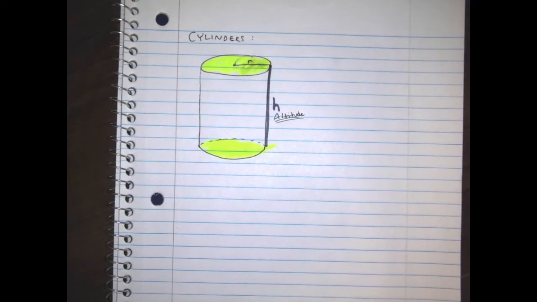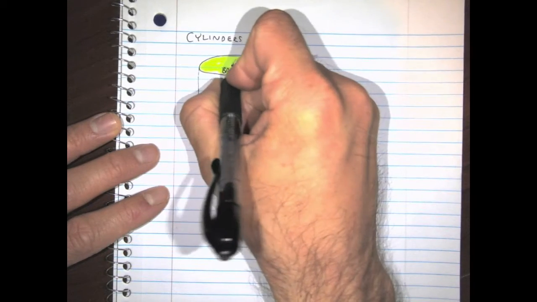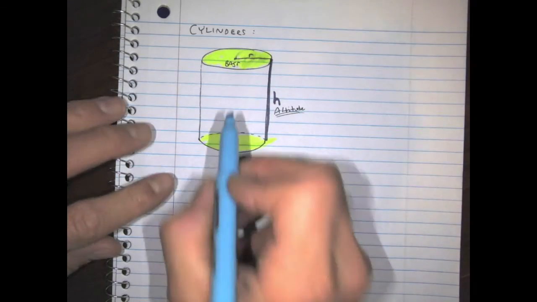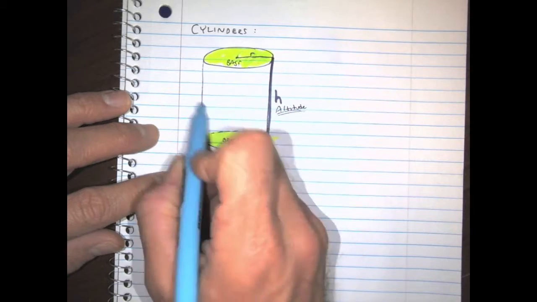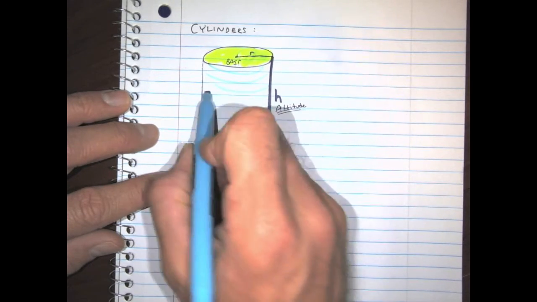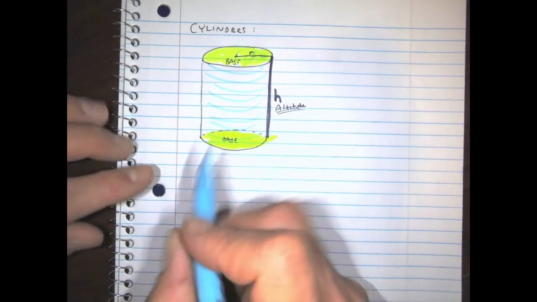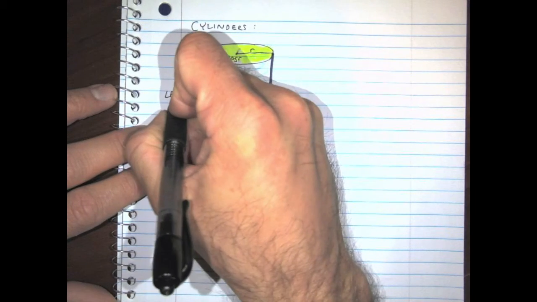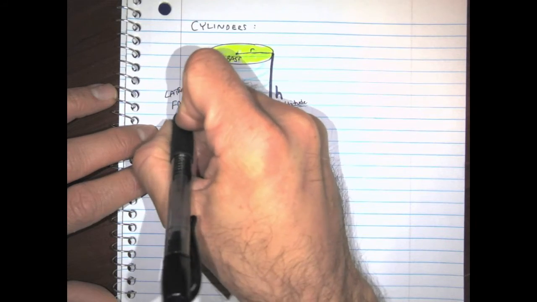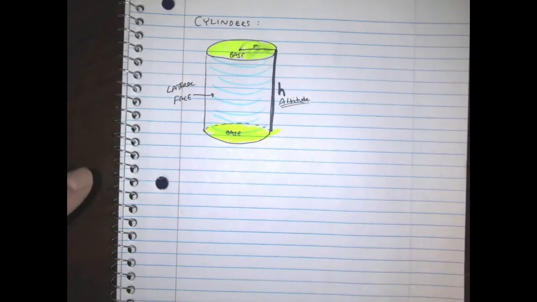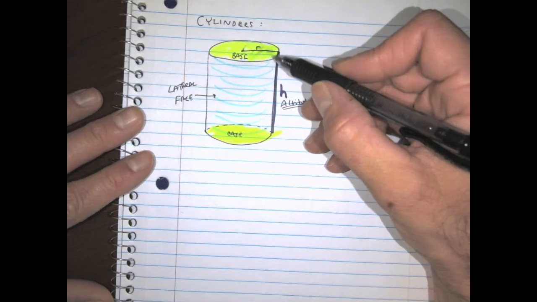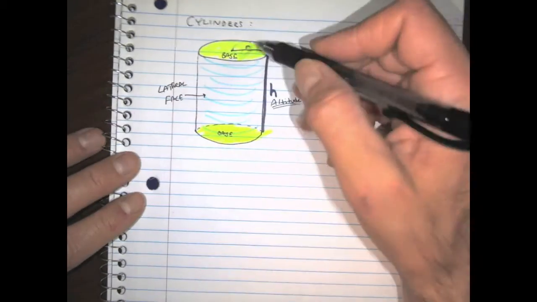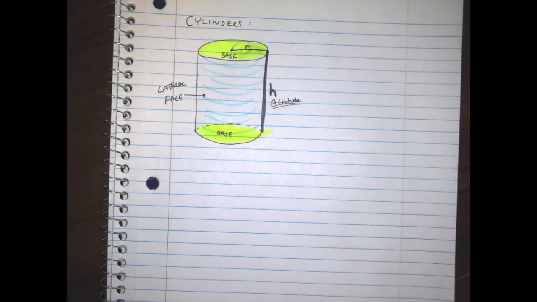Now these are always circles, everybody. Here's your base. Here's your base. And this curved surface around the outside of the can of pop, this is called your lateral face. There's really only one lateral face, everybody. Okay, so we have a base on top, it's a circle. We got a base on bottom, it's a circle, and then we have this curved lateral face, height right here, radius right there.